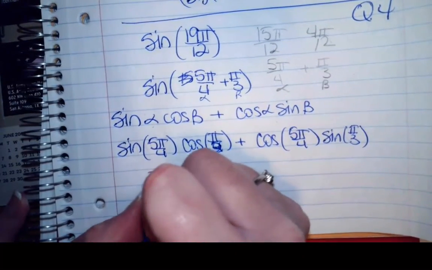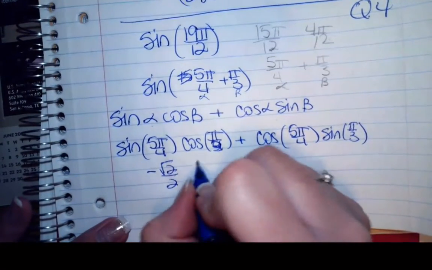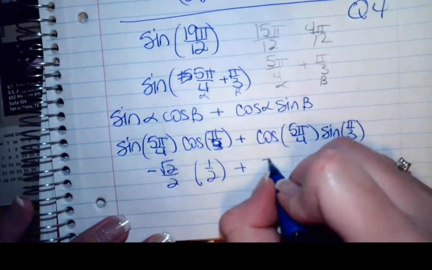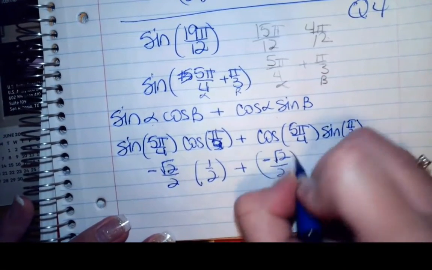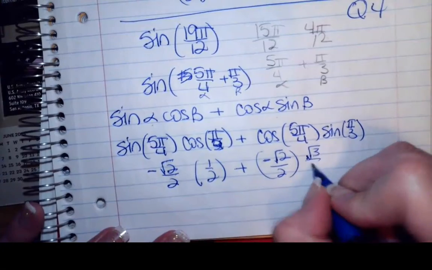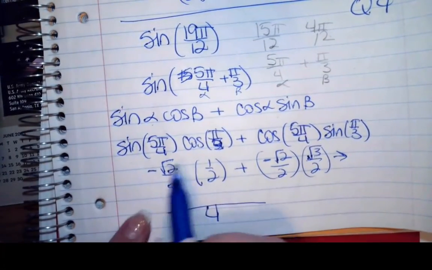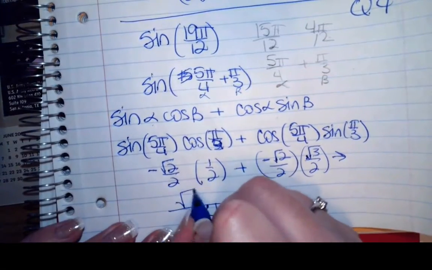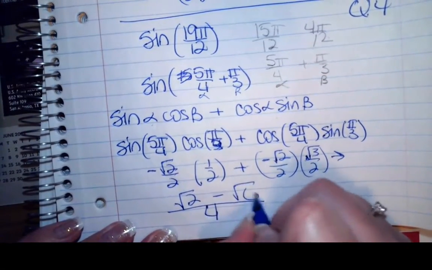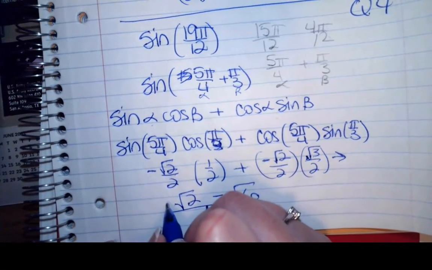That's going to be a negative root 2 over 2. The cosine of pi over 3 is 1/2. Plus the cosine of 5 pi over 4 is a negative root 2 over 2. And the sine of pi over 3 is root 3 over 2. So once again, we've got our denominators at 4. So I'll have a negative root 2, and then minus root 6. Which is almost what we, oh, it is what we got a while ago.